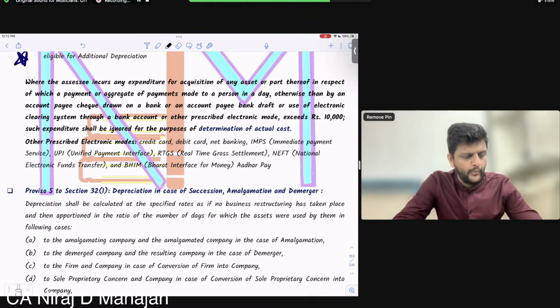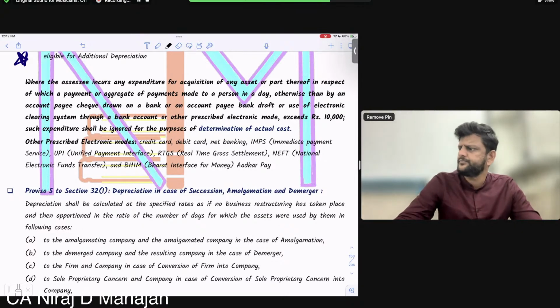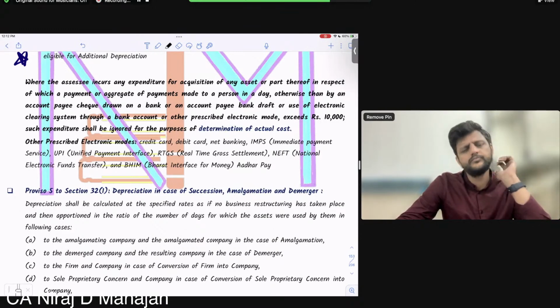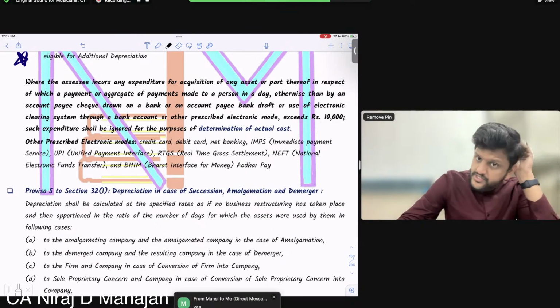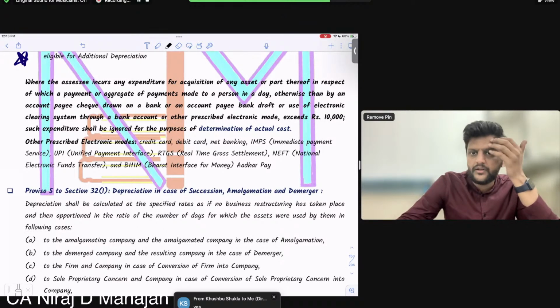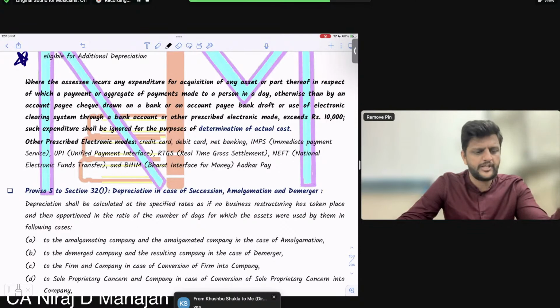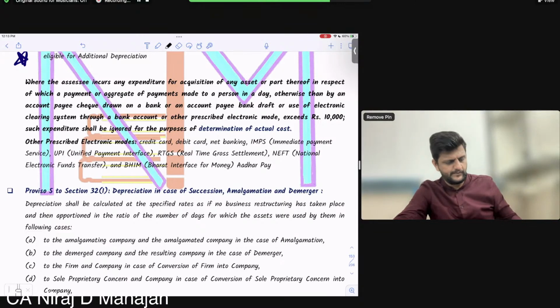Clear? Now whenever you do capitalization, that means you capitalize the asset. We also capitalize the installation charges. Yes or no? Transport charges, installation charges, whatever expenditure was incurred till the time it is put to use, is also capitalized in nature, because it is ancillary related to the main capital expenditure. Yes?